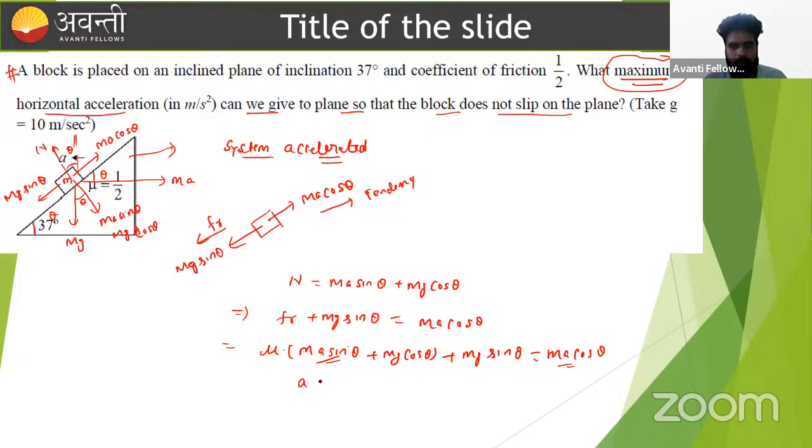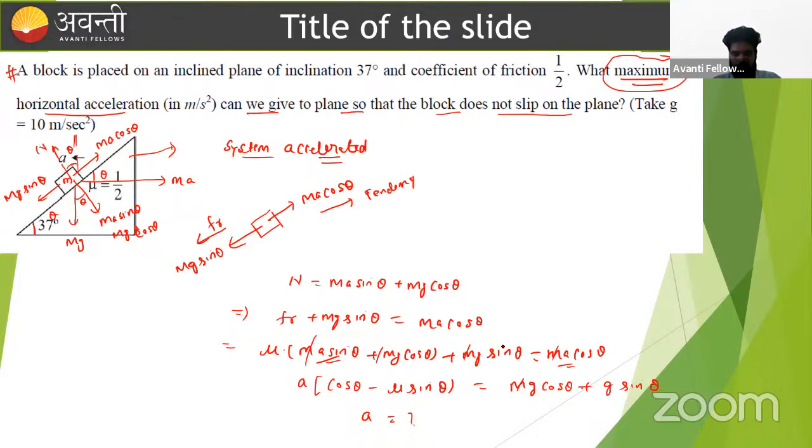So if we put a common here, m cancels out. This will become a times cos theta minus mu sin theta. Transfer a to the right side, and m is cancelled already. This will become g cos theta, plus g sin theta. If we find the value of a here, if we put the value of a, you will get the answer.